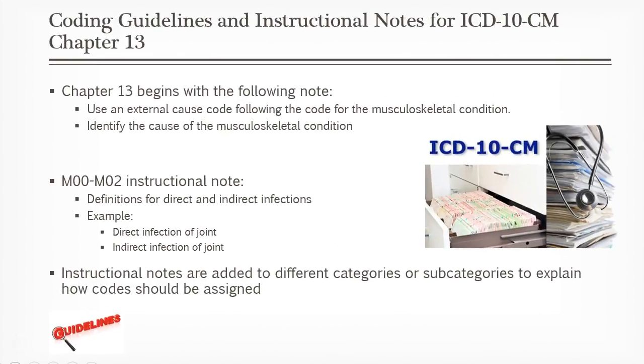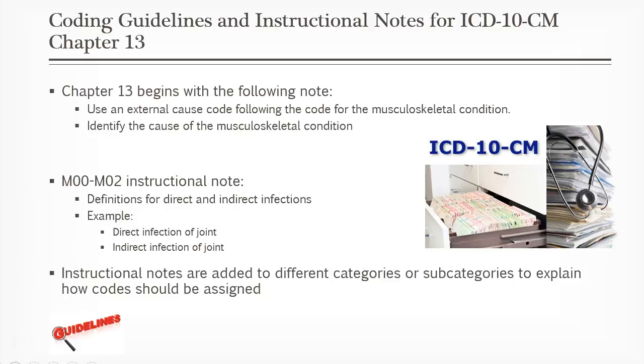And then coding guidelines and instruction notes for ICD-10 chapter 13. When you first go to chapter 13, you're going to see the following note: use additional external cause code, following the code of the musculoskeletal condition, to identify the cause of the musculoskeletal condition. So these are just things to help you to know, okay, I need to look for this in my documentation.